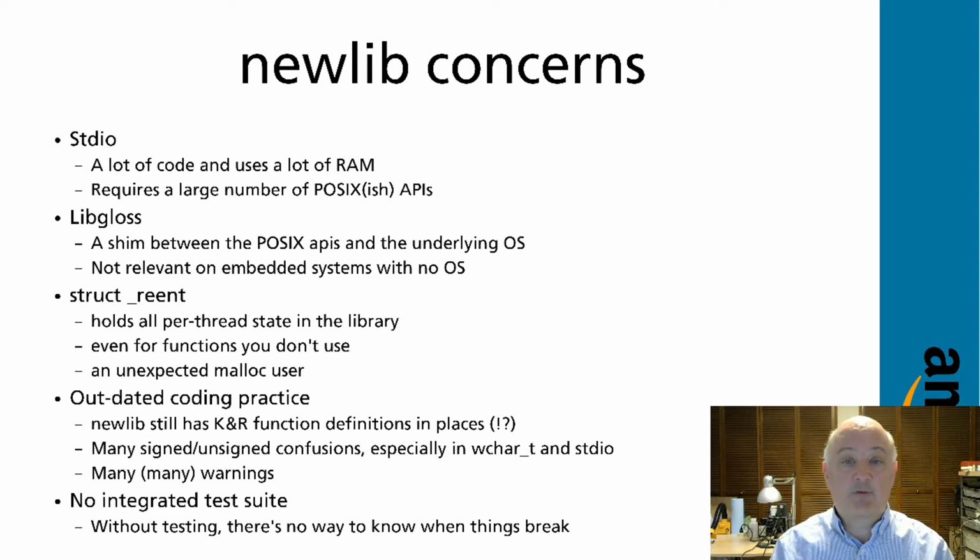One other huge consumer of RAM in newlib is the struct reent. This structure holds all per-thread state for the entire library. Replacing this with modern thread local storage techniques would free up a lot of memory while still allowing applications to take advantage of library APIs which needed persistent state.